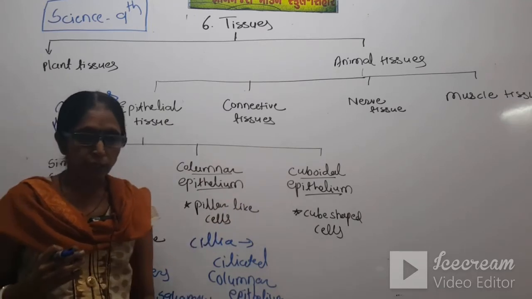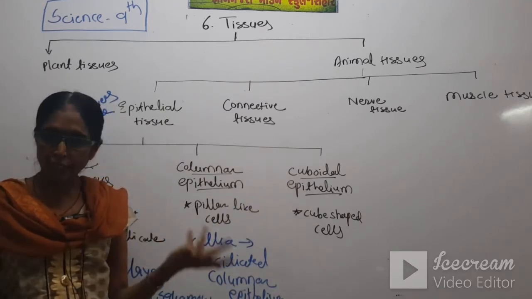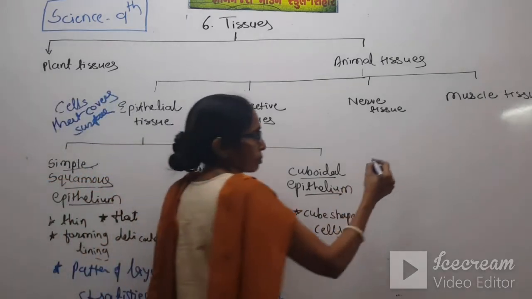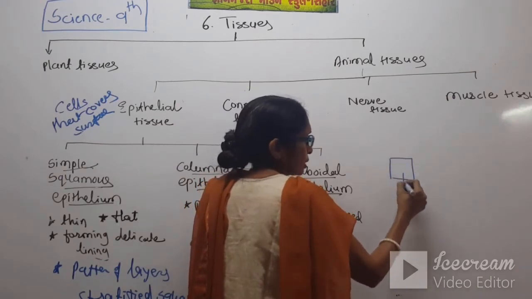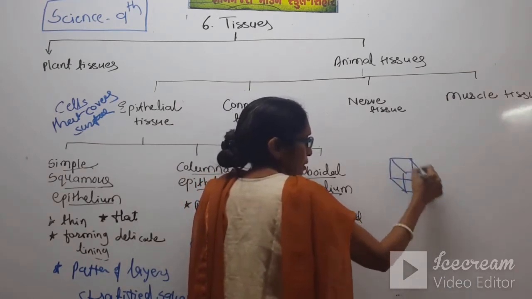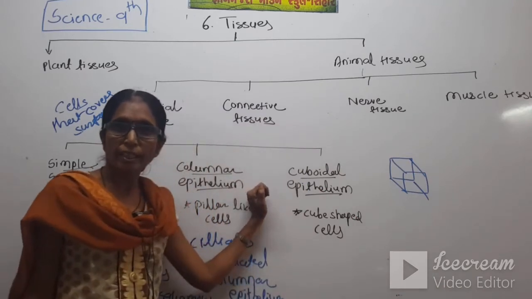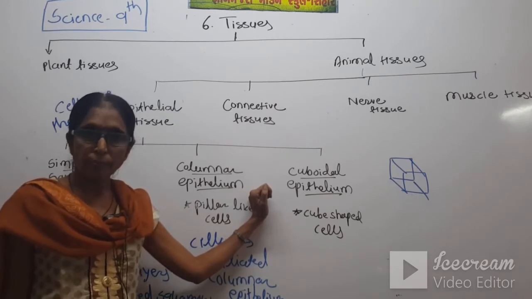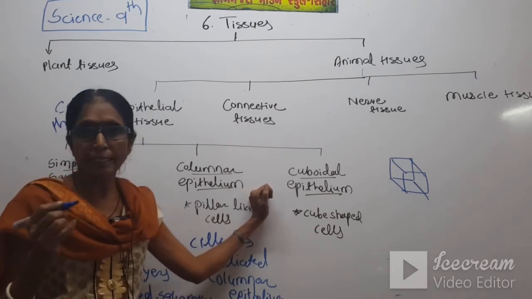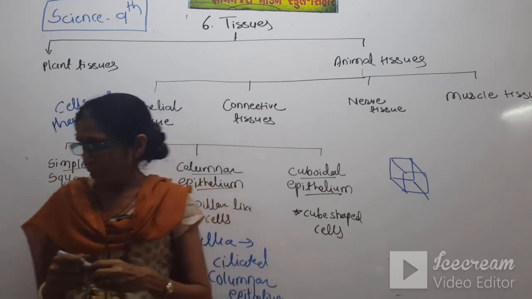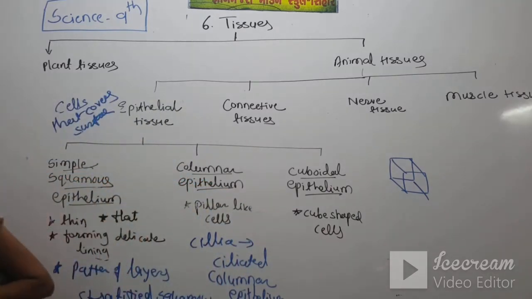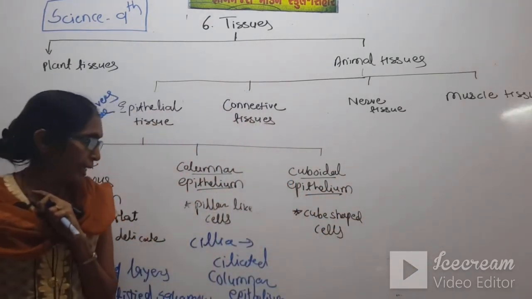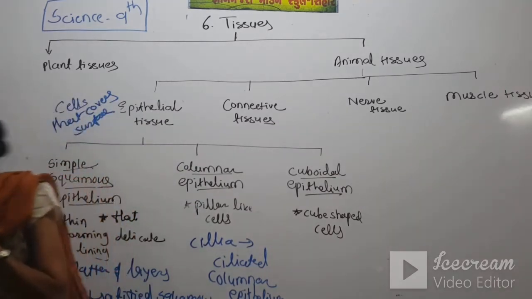Now the third one, cuboidal epithelium. Naturally they are cubic in shape. Students, you know what a cube is? A cube is a three-dimensional figure having the same length, breadth and height. If having different length, breadth and height, then it is called cuboidal. It is cubical in shape. So cube-shaped cells are there, therefore they are called cuboidal epithelium.